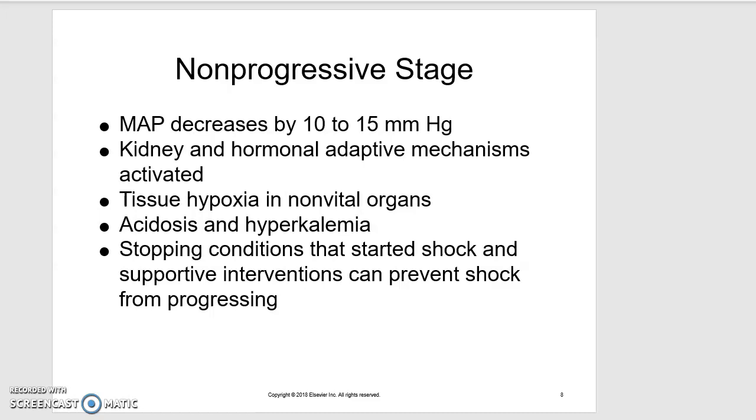So with shock, well, with any patient, but especially with shock, we want to monitor for small changes or trends that alert us to the patient declining. If the patient is stable and compensatory mechanisms are supported by interventions, he or she can remain in this stage for hours without having permanent damage. Stopping the conditions that started shock and providing supportive interventions can prevent shock from progressing. The effects of this stage are reversible when nurses recognize the problem and start the appropriate interventions.